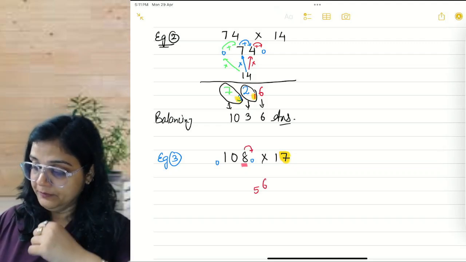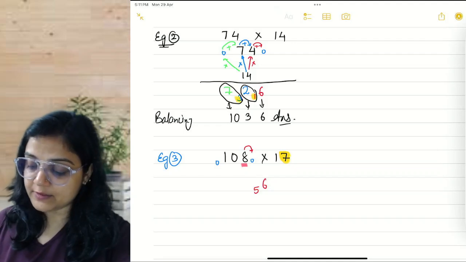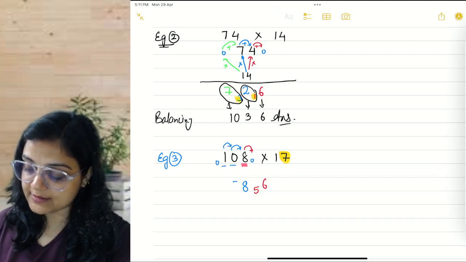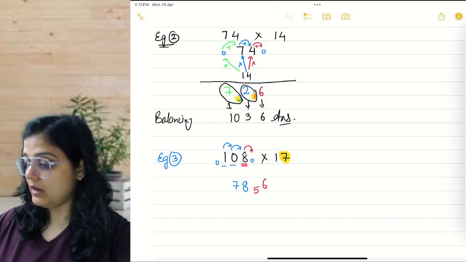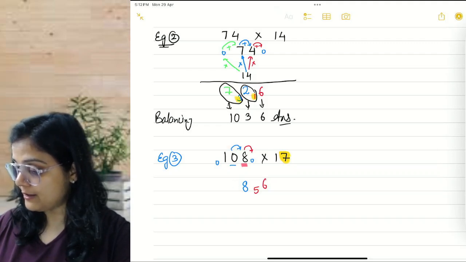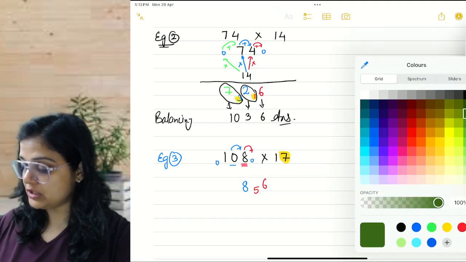Then I will multiply 7 and 0, which is 0. 0 plus 8 is 8. Then 7 into 1 is 7. 7 plus 0 is 7. Okay, I'll just do this step again because I want a different color to be done there. So it's not wrong, I'm just changing the color.